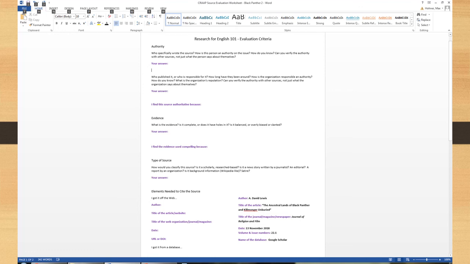It's by A. David Lewis. It's called The Ancestral Lands of Black Panther and Killmonger Unburied. It's from the Journal of Religion and Film. I accessed it today for this lecture, and it's volume 22, so it's been published for 22 years, and issue number 1 from volume 22, and I found it using Google Scholar.